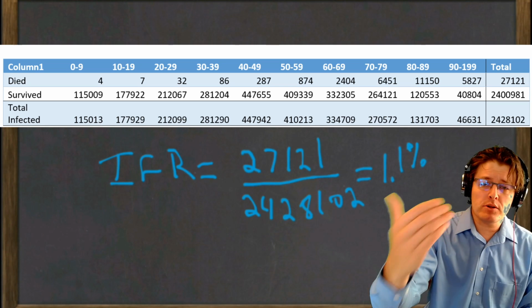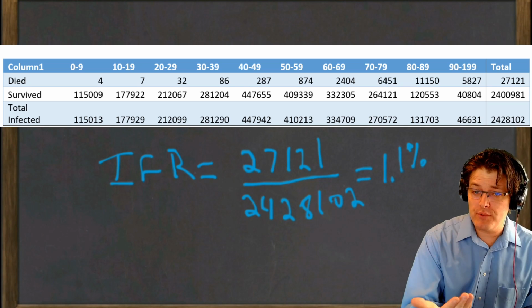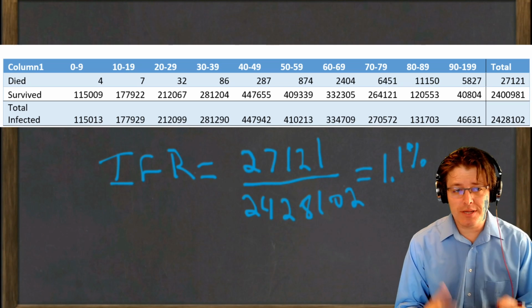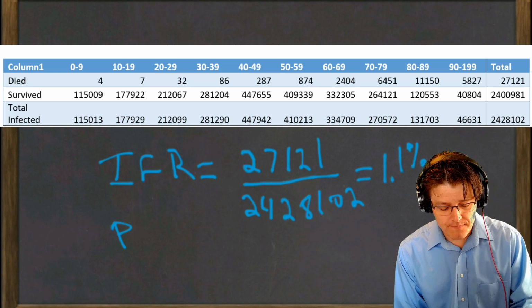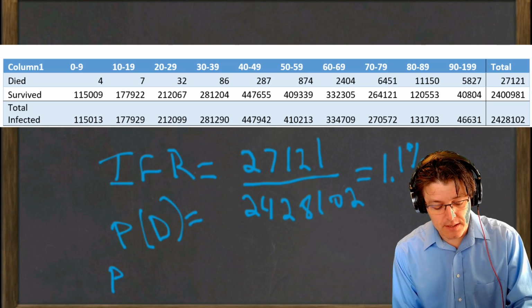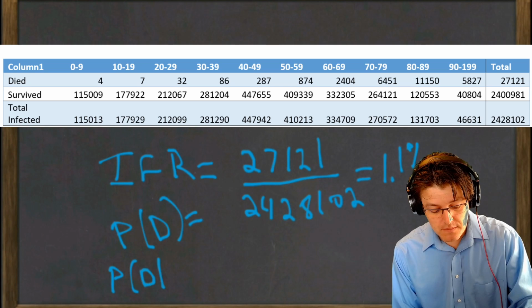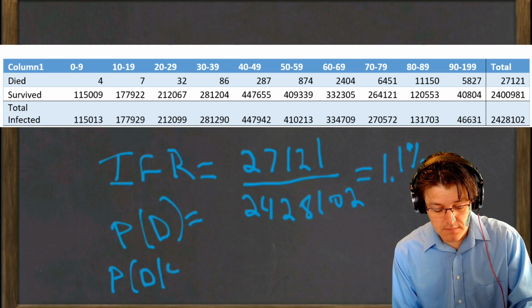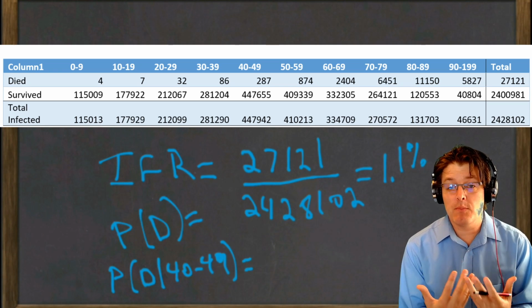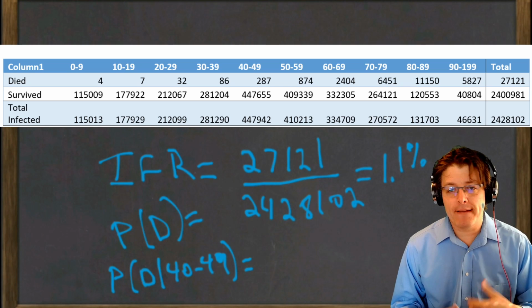But what I want to highlight is that we can also zoom in here and think about age-specific IFRs, or really what we're talking about is conditional probabilities. So this is not the probability of survival, it's a probability of death. But we might be interested in probability of death given a certain age group. So if you have a loved one that's 40 to 49, for instance, you might be more concerned about that infection fatality ratio. Now, again, this is just based on age.